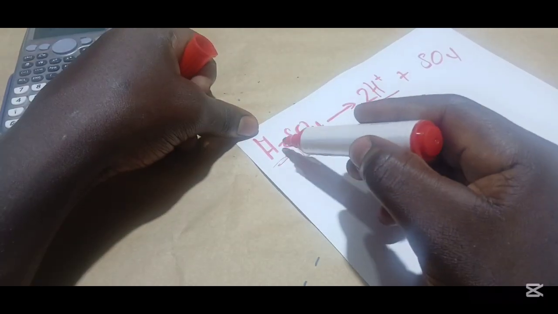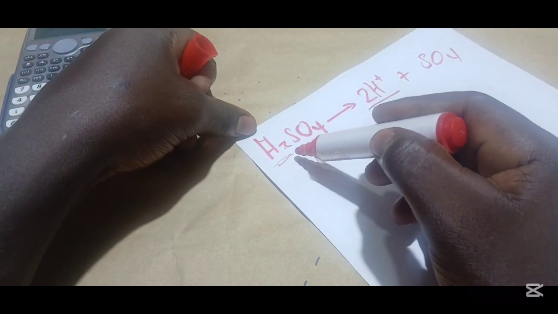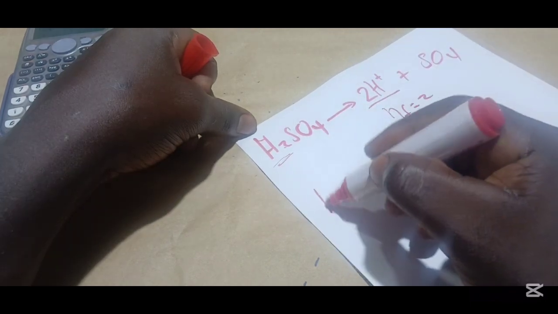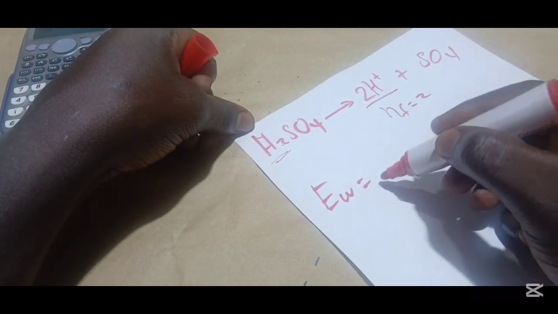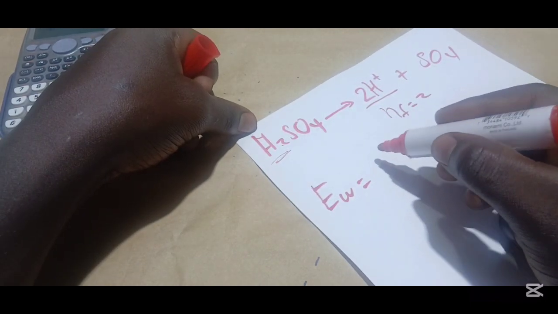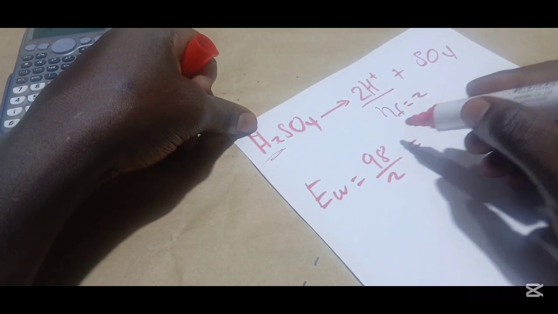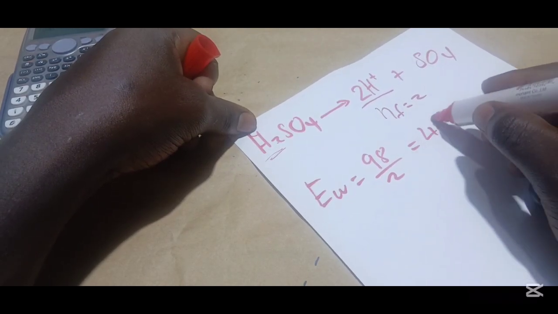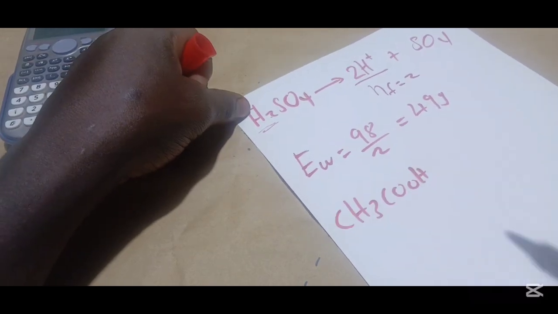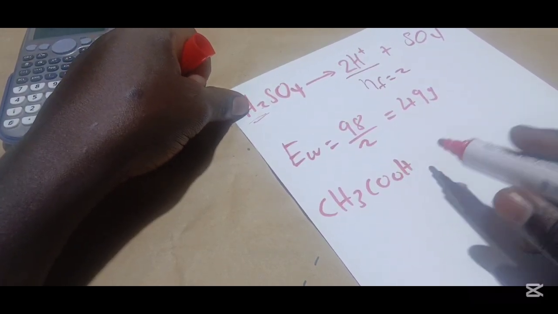So the molecular weight of H2SO4 is 98. So our equivalent weight equals 98 over our N factor, which is 2. So this will give us 49 grams.